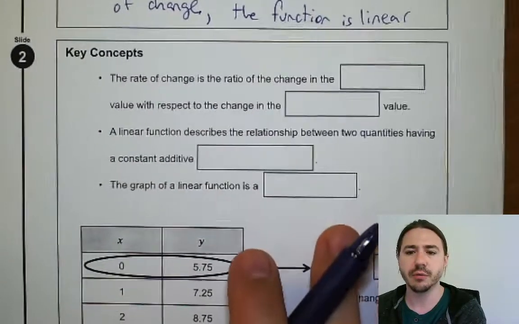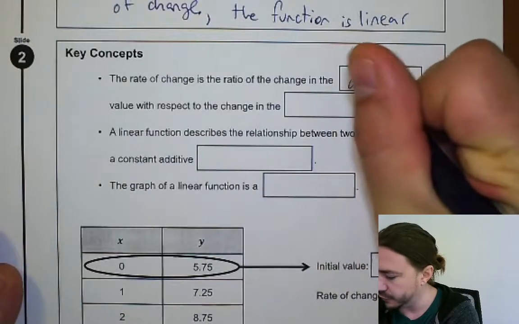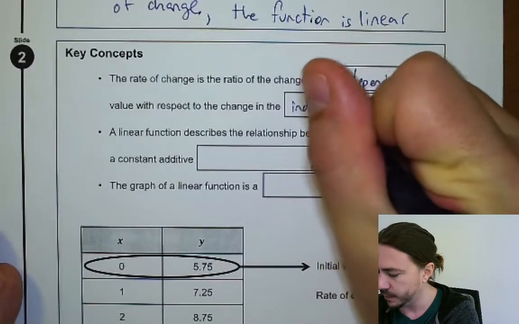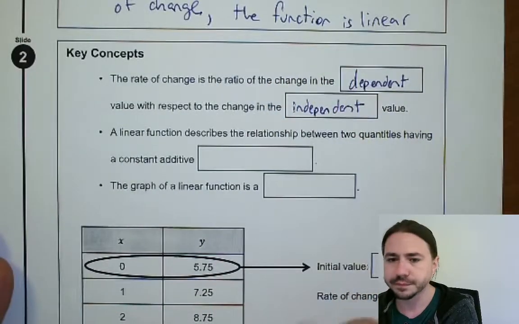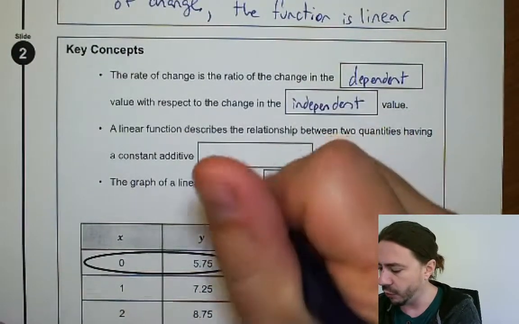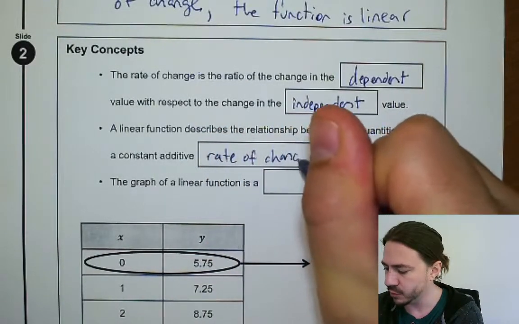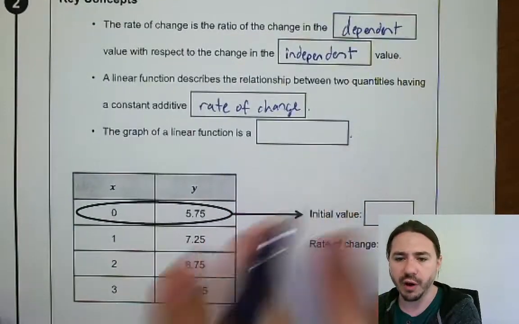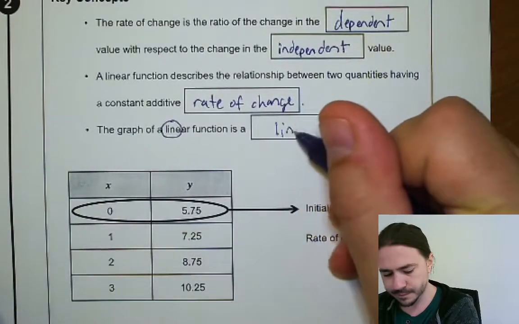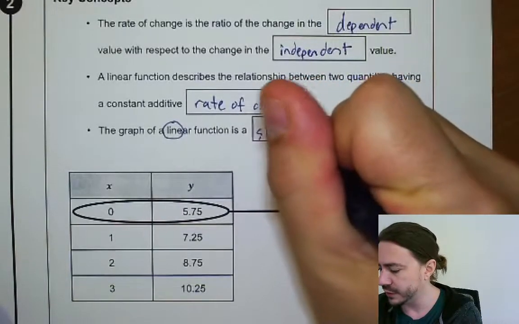All right, and just to recap some of these other terms, the rate of change is the ratio of the change in the dependent quantity with respect to the change of the independent quantity. A linear function describes the relationship between two quantities having a constant additive rate of change. We're getting a little redundant here. I'm not really saying anything I didn't say before, but we're just summarizing what we learned. The graph of a linear function is a line. Specifically, it's a little redundant to say straight line, but I think it gets the point across a little better.